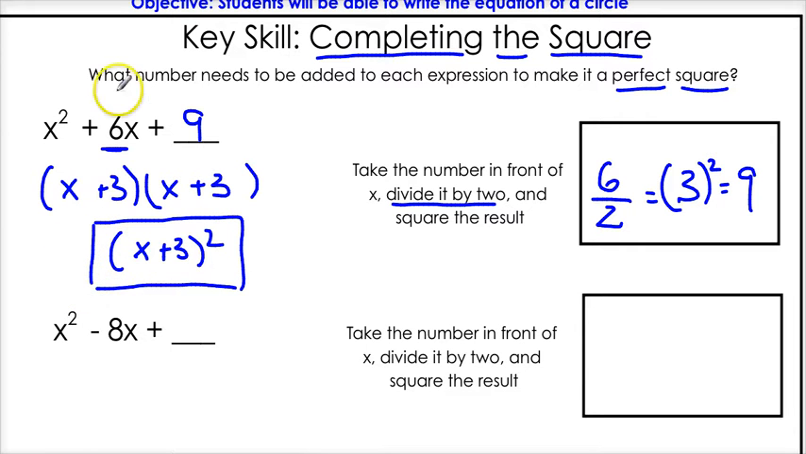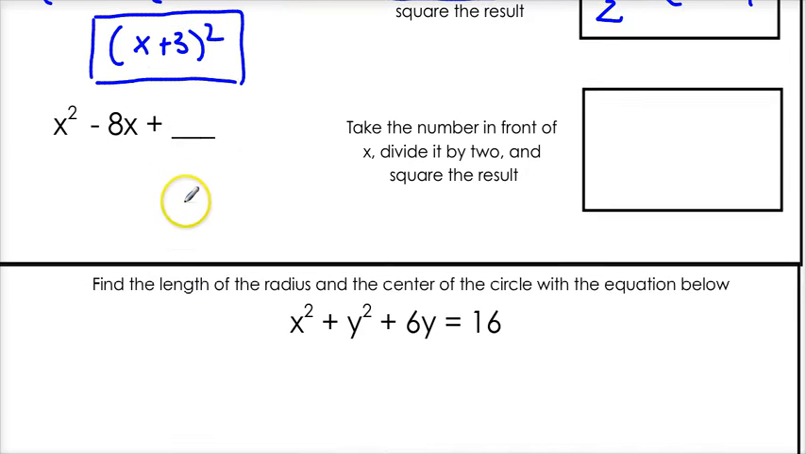Okay? So what you do is we're going to have a missing number here. You have to be able to take the number in front of x, divide it by 2, and square it. And that will give you the missing number here. And then you factor it into a perfect square. Let's try it one more time. You might be confused here. Let's do it one more time.